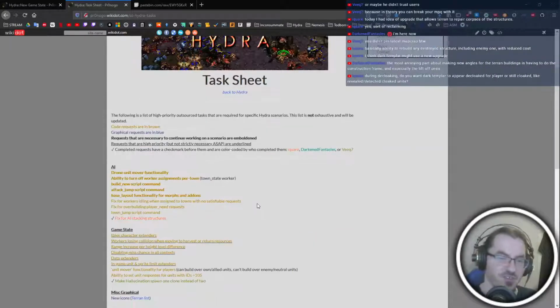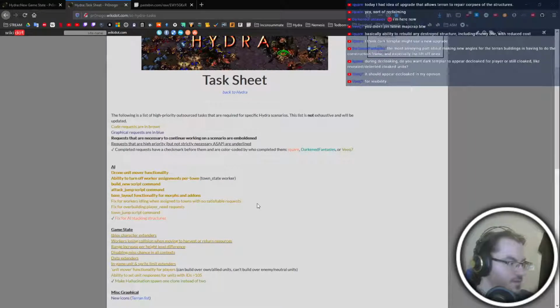Oh yeah, the liftoff ones are definitely going to be annoying. During decloaking, do you want Dark Templar to appear decloaked for player, or still cloaked like revealed detector? It should behave exactly like normal decloaking, I think. We'll play around with it though. Randomly gimmicking the whole system of cloak decloak is a little much for that unit.